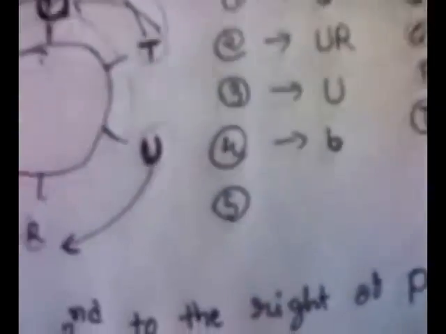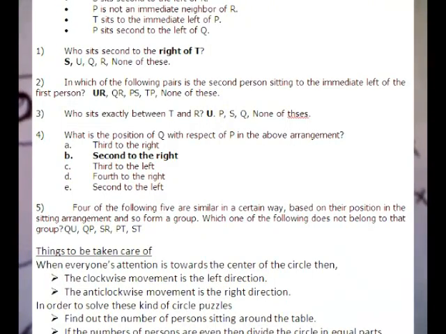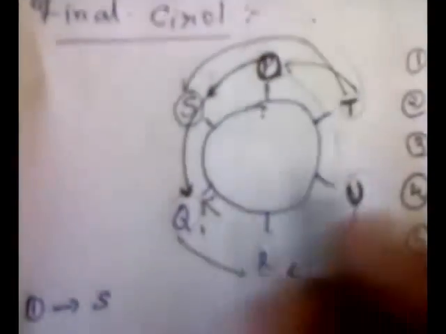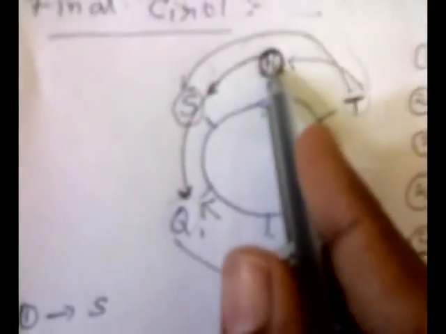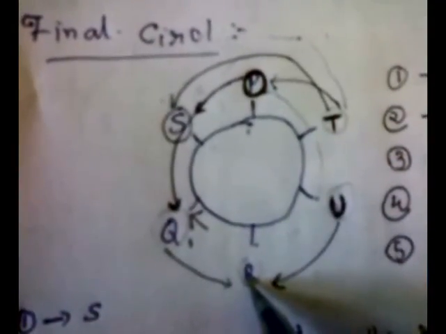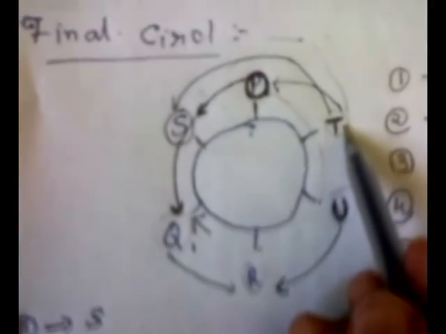And the fifth question is, four of the five are similar in a certain way based upon their position in the sitting arrangement and so form a group. Which one of the following does not belong to that group? Now the first one is QU. The second is QP. The third one is SR, fourth PT, and fifth ST.